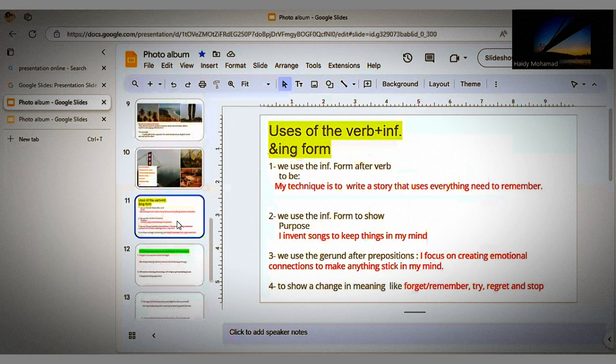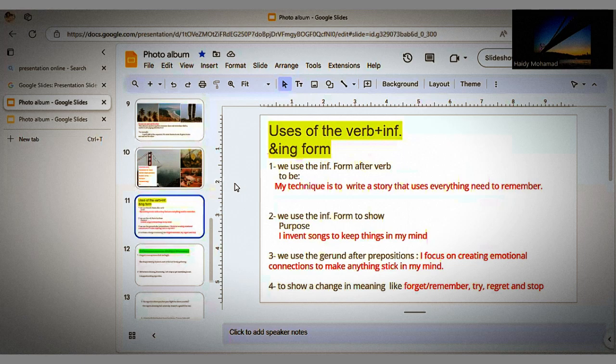Okay, so for now, we have talked about some idioms, collocations, and verbs that we need when we talk about memories, when we describe them. Now we will move to grammar.